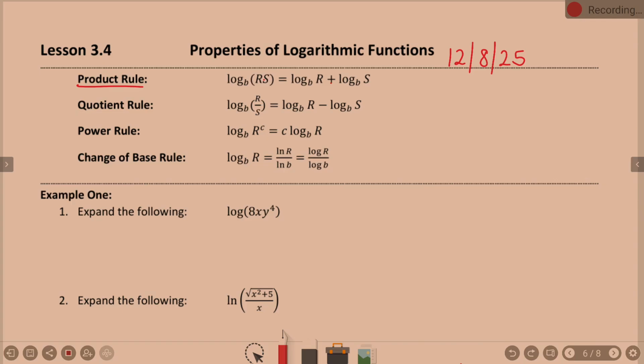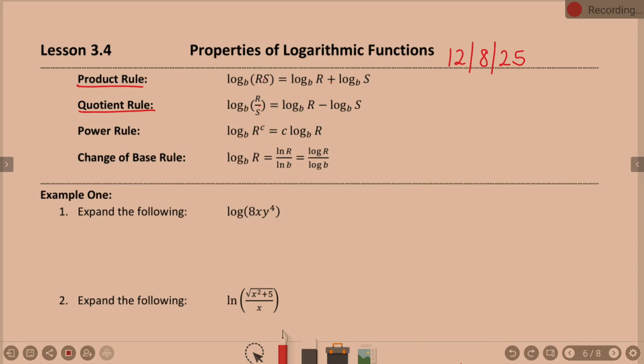Quotient rule works similarly. Quotient rule says if there is division within a log, then that's going to change to the subtraction of 2 logs. And so log base b of r divided by s becomes log base b of r minus log base b of s. So keeping the base, of course, the same always. Obviously, notice it's going to be numerator minus denominator. So log of r minus log of s.